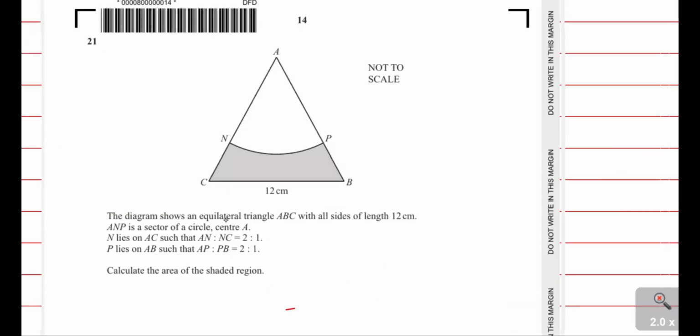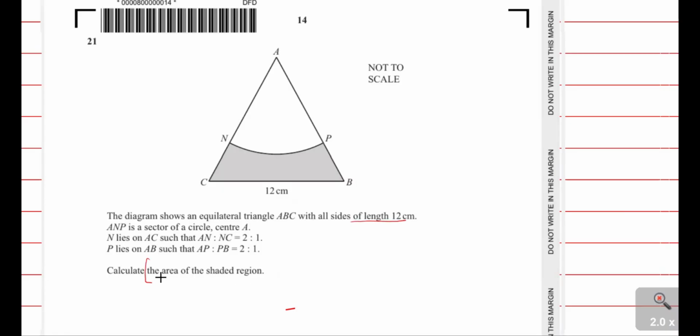The diagram shows an equilateral triangle ABC with all sides of length 12 centimeters. A and P is a sector of a circle with center A and lies on AC such that AN ratio NC equals 2 ratio 1. P lies on AB such that AP ratio PB equals 2 ratio 1. Calculate the area of this shaded region.